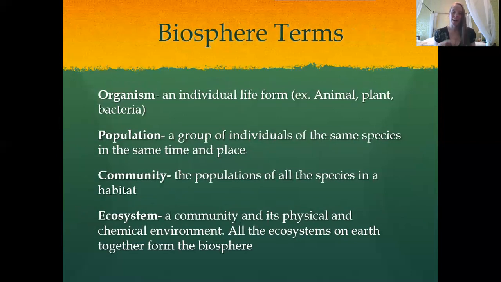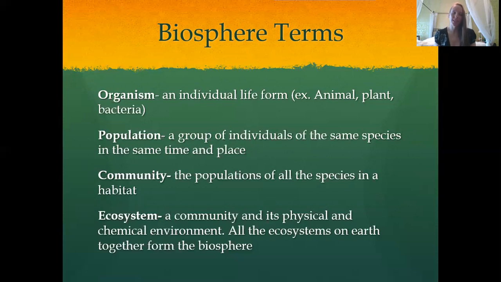Okay, so let's define some of those terms. So the organism is just an individual life form. So if you're looking at a single bacteria or a single animal or a single plant, those are all organisms. The population is then a group of individuals of the same species in the same habitat at the same time. So if we're looking at, say, a single white-tailed deer as our organism, the population would be all of the white-tailed deer in that area.